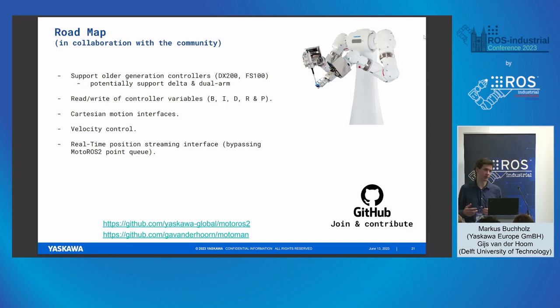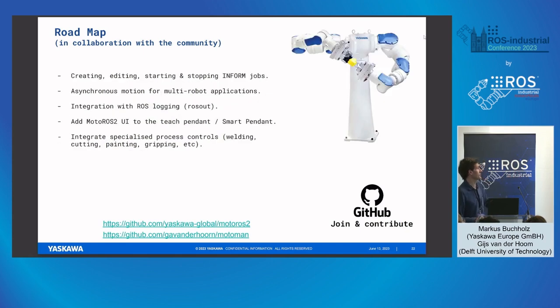We would like also to use the ROS interface to set the variables in our controller. We would like to support Cartesian motion, velocity control, and of course real-time support. And later, of course, we would like also to support asynchronous modules and integrate everything. Of course, integrate with the logging system. And this is also very important, that ROS can be displayed on the UI on the teach pendant. And of course, this is extremely important and probably will be done with colleagues from the research departments, so we can integrate in our application in the control process, cutting and gripping, or you can read it here.